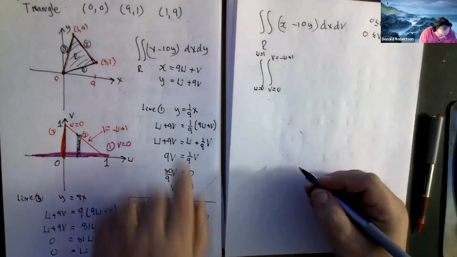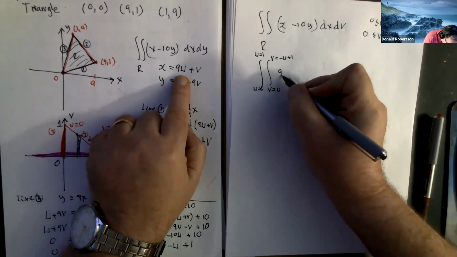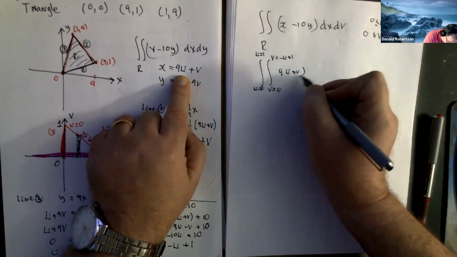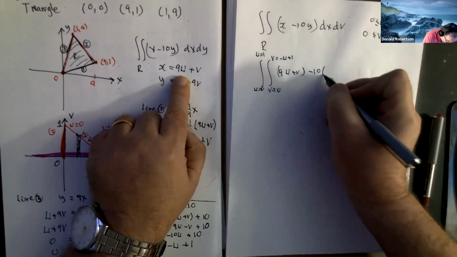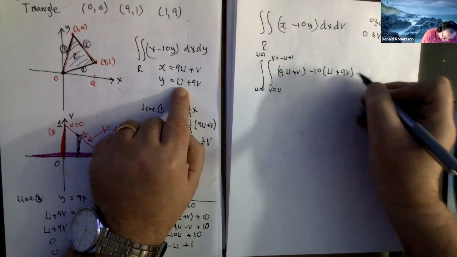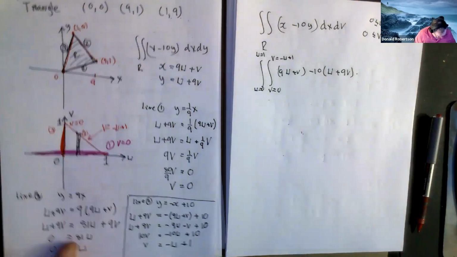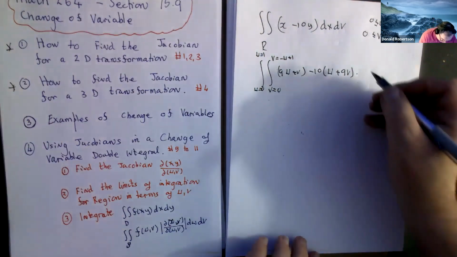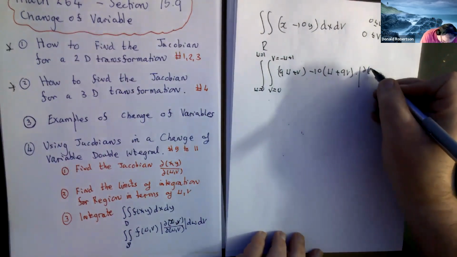The X becomes 9U plus V. Take away 10Y, which becomes U plus 9V. Instead of a dx dy, we'll put in the Jacobian.